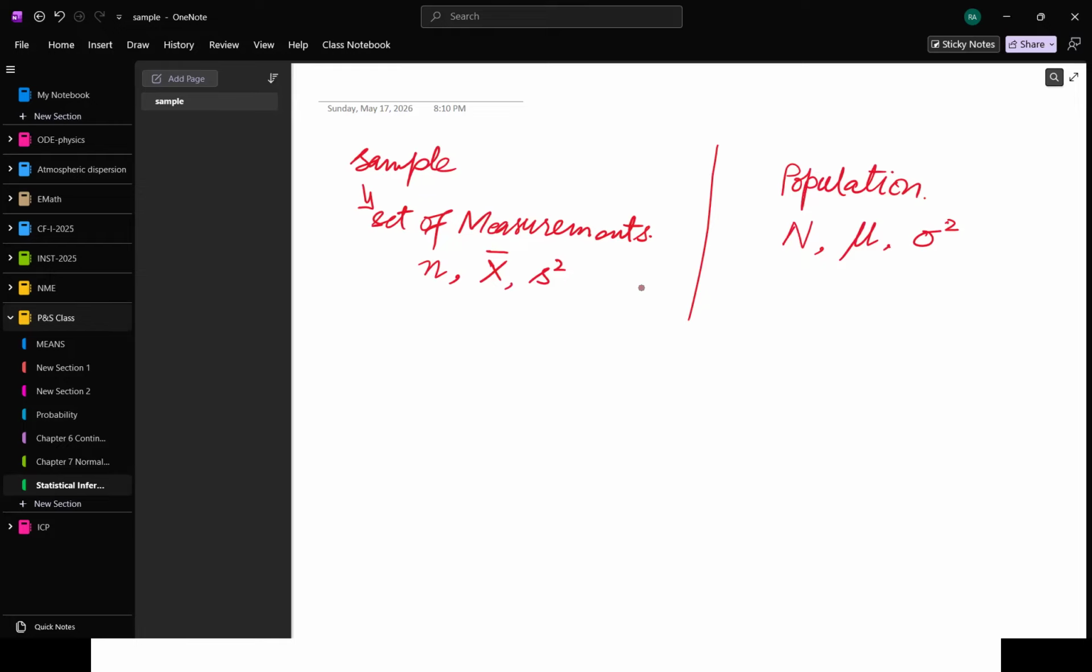We will assume that the population and sample measurements are normally distributed. A normal distribution is associated with the population about the mu value and with the spread determined by sigma squared, whereas the sample is distributed normally about x bar and with a variance value of s squared, and the sample size is n.